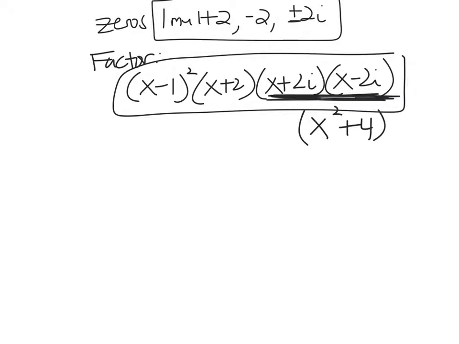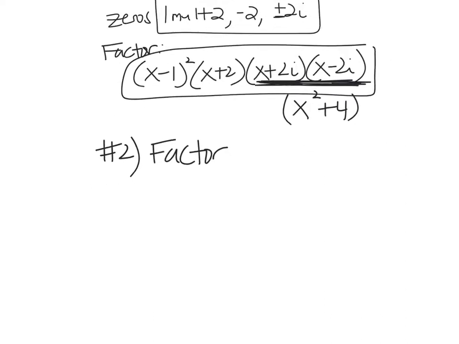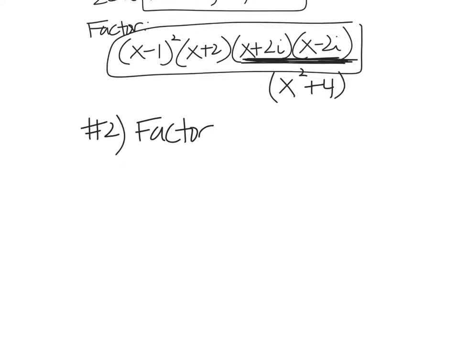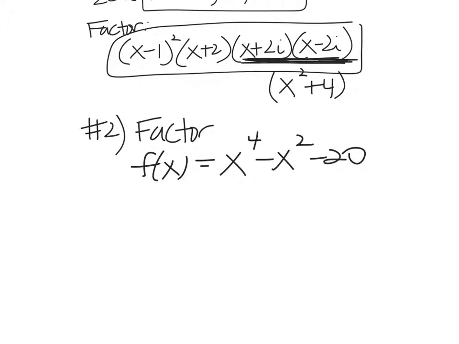So number 2. We're going to factor this polynomial over 3 different sets of numbers. We're going to factor f of x equals x to the 4th minus x squared minus 20. Okay? We're going to factor this 3 different ways.